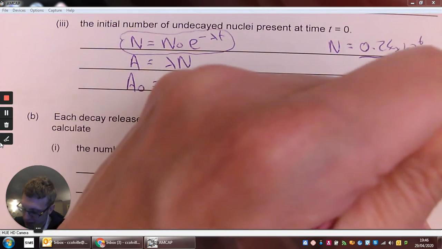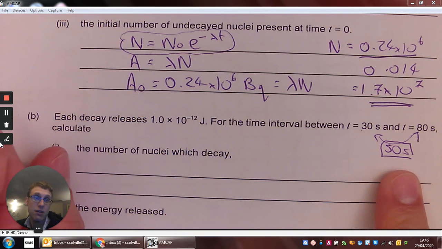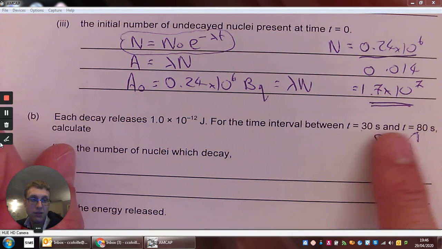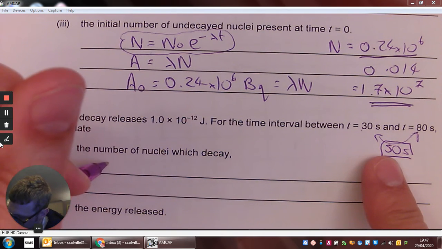30 to 80 is going to be 50 seconds. And we know 50 seconds is our half-life. So if I can work out the number of radioactive nuclei at 30, I know at 80 there's going to be half left, so half of them will have decayed. So let's try putting those numbers in and see what works.